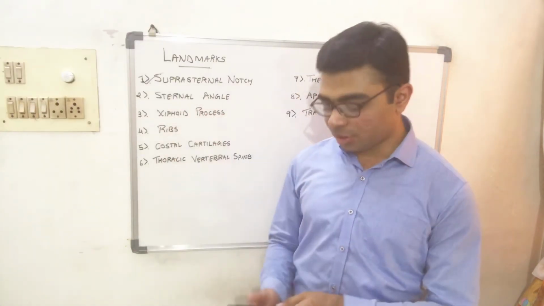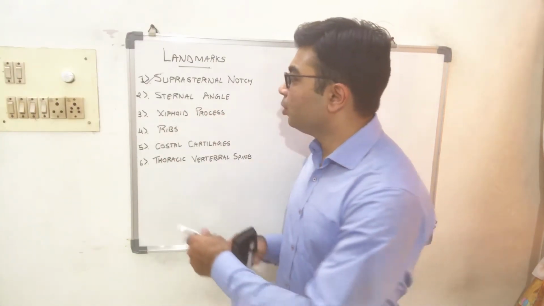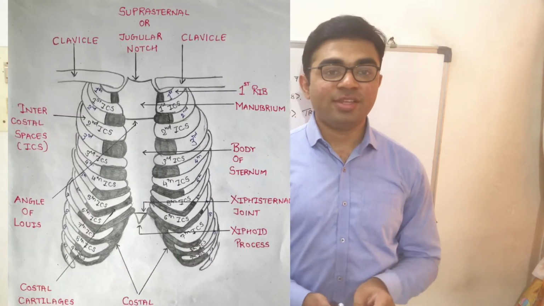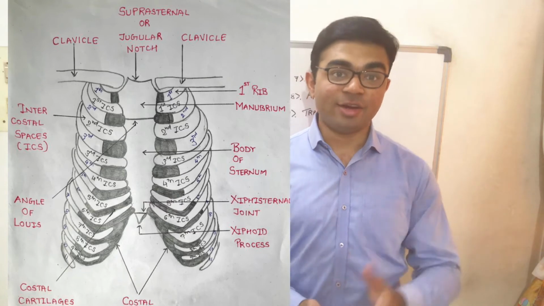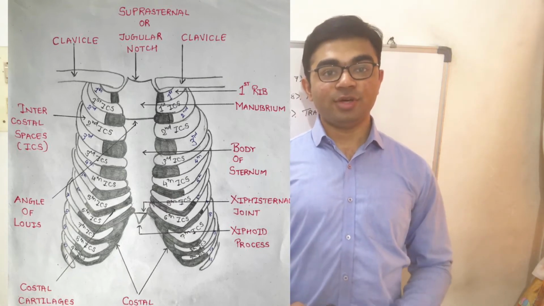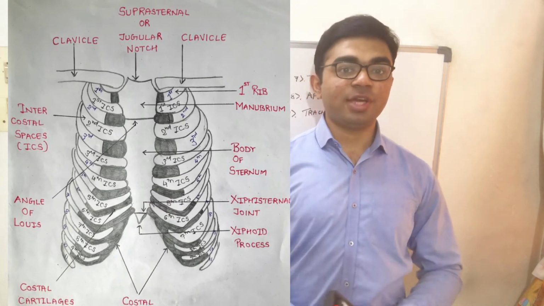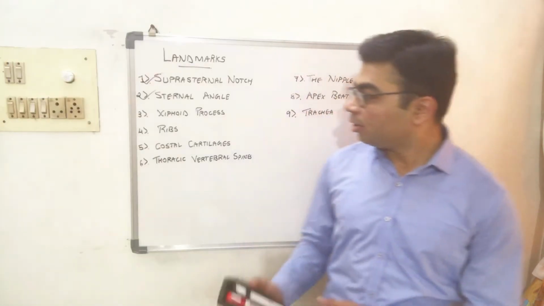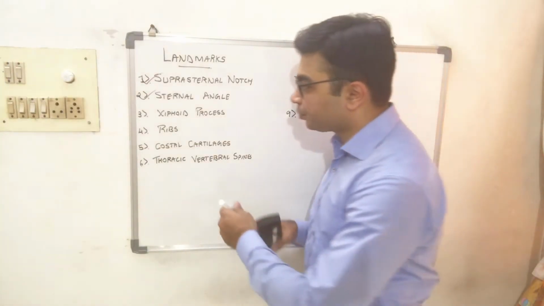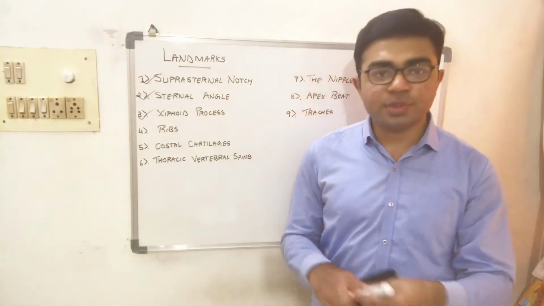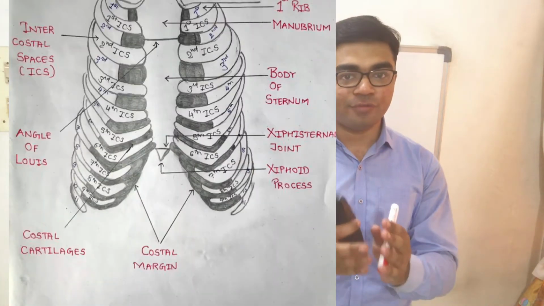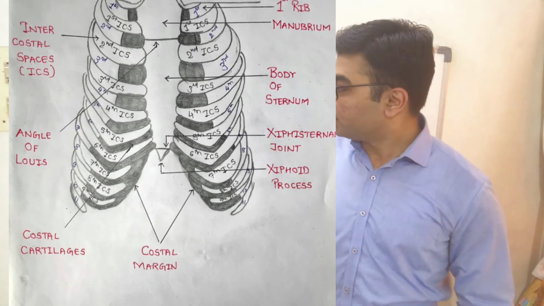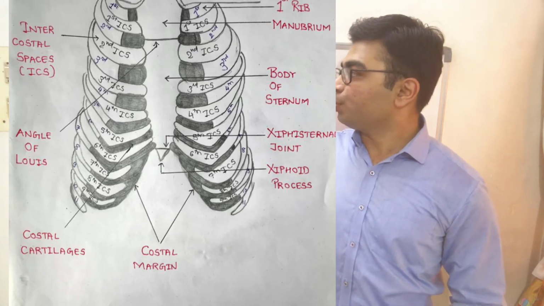Next is the sternal angle, which is the second important landmark. The sternal angle, also known as the angle of Louis, lies 5 centimeters inferior to the suprasternal notch. Third is the xiphoid process. The xiphoid process is the inferior portion of the sternum bone. So: xiphoid process, sternal angle, and the suprasternal notch.